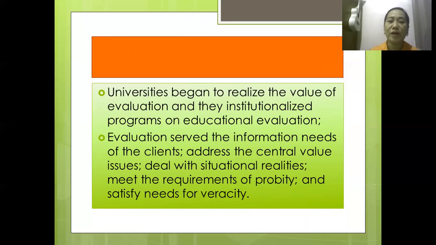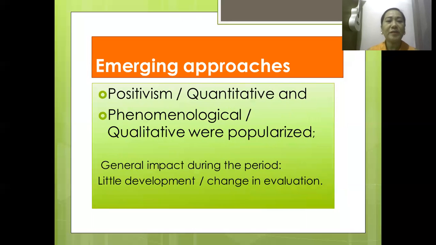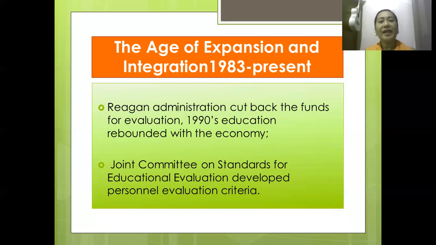And of course, the program on educational evaluation. Evaluation served the information needs of the clients, addressed the central value issues, dealt with situational realities, met the requirements of probity, and satisfied needs for veracity. Emerging approaches during this time were positivism, which deals with the quantitative approach, and the phenomenological, which deals with the qualitative approach. These systems were popularized at that time. Generally speaking, the general impact of this period was that there was still little development and little change in program evaluation.